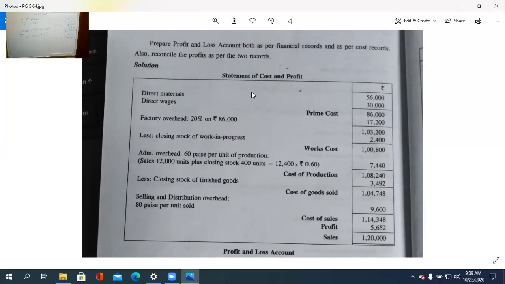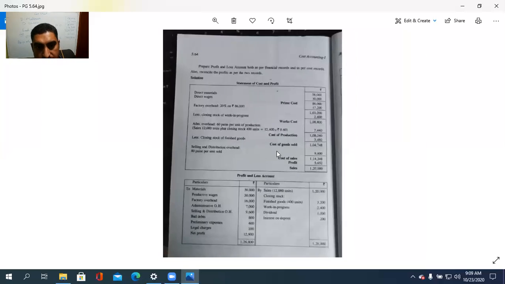Then administration overhead. Administration overhead is 60 paise per unit. So per unit is 12,000. 12,000 into how much is it? 60 paise per unit of production. That is how it is to be calculated.